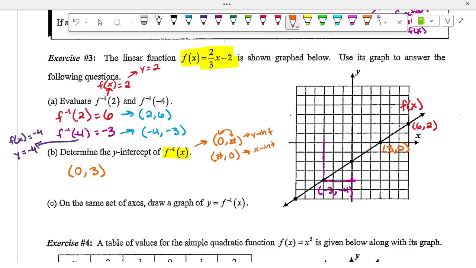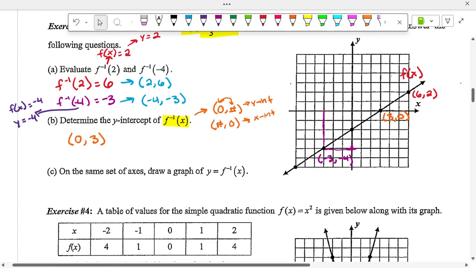Is everyone following what I'm doing? So it's literally just as easy as flopping x and y. That's why I said one thing you've got to take away from inverses: switch x and y, switch x and y, switch x and y. That should be ingrained in your brain when thinking of inverses.